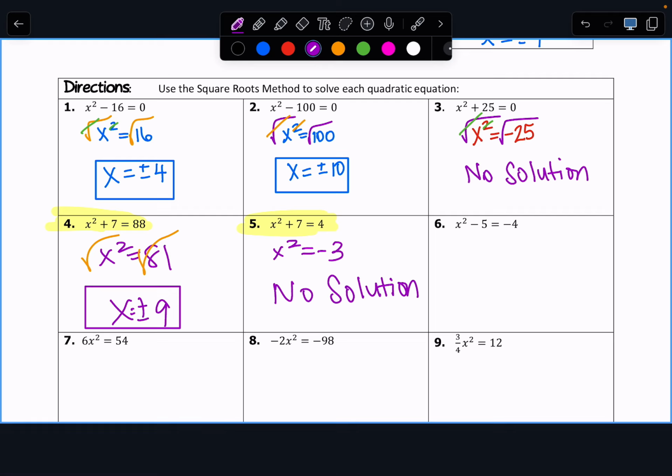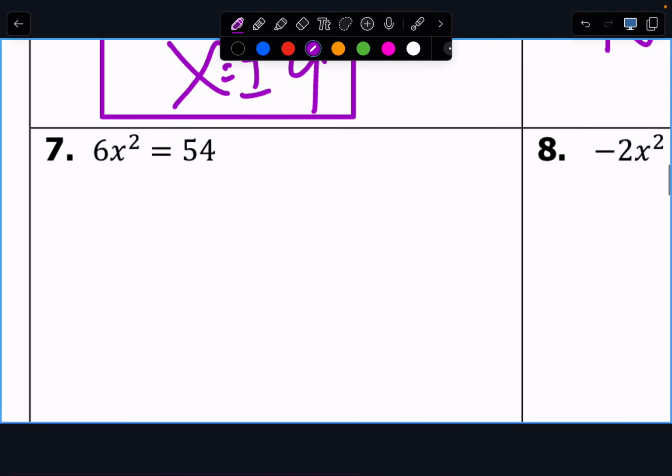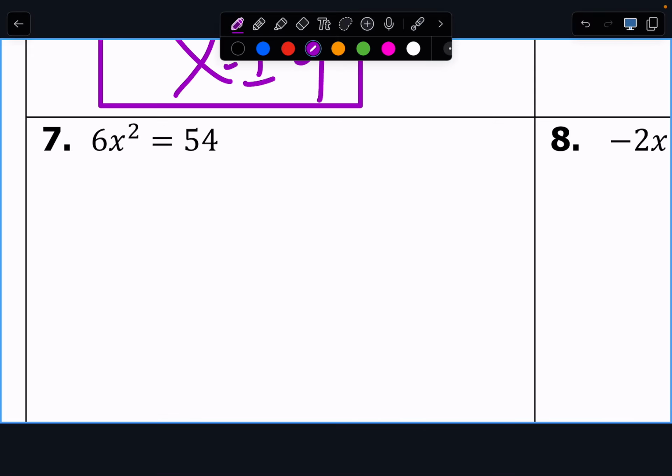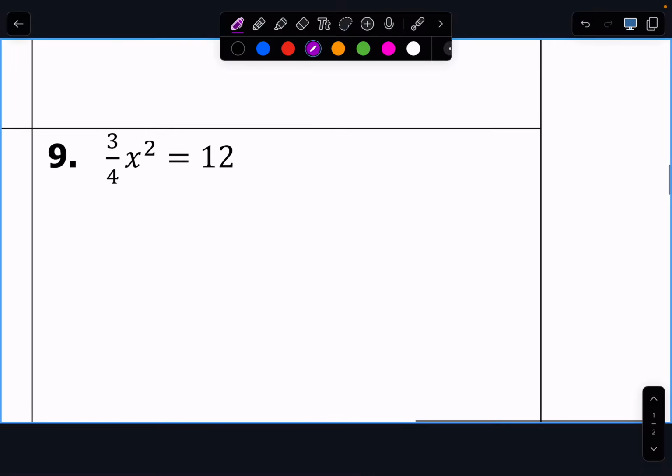Now, without having to do it, number 7, what would your first step be? Divide by 6. Okay, we're not going to do that one. I want to go to number 9. Just want to make sure that we review some of these simple things that we haven't done in a while. If I want to isolate x squared, how do I undo that 3/4 that's being multiplied to it? Yeah, times it by the reciprocal.